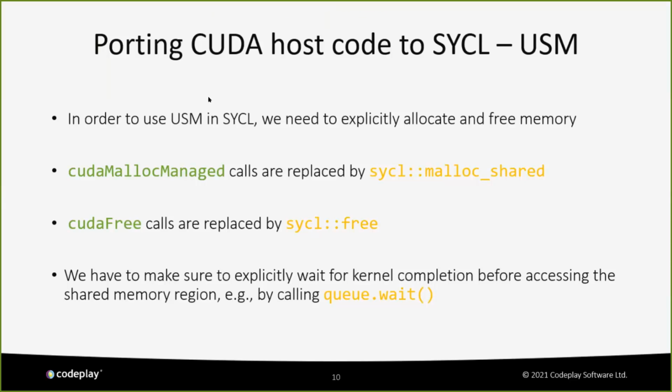So in order to use USM in SYCL, we do need to explicitly allocate and free the memory. CUDA malloc managed calls are replaced by SYCL malloc shared, and CUDA free calls are replaced by SYCL free. We have to make sure to explicitly wait for kernel completion before accessing the shared memory region by calling q.wait. You can also retrieve an event object from the queue submission and wait for that as an alternative.